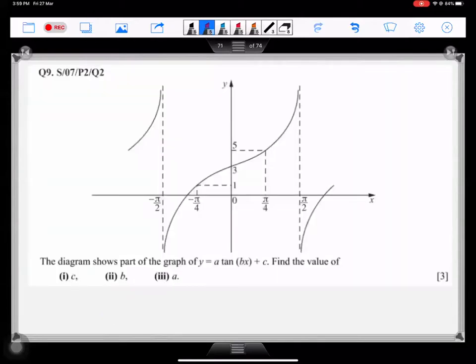Now let's try out this question. The diagram shows part of the graph y is equal to a tangent bx plus c. Find the value of c and b and a, 1 mark for each. Now the first thing that I should observe is, this is minus 90, this is plus 90. The difference, this is one cycle, correct? This orange graph is one cycle.